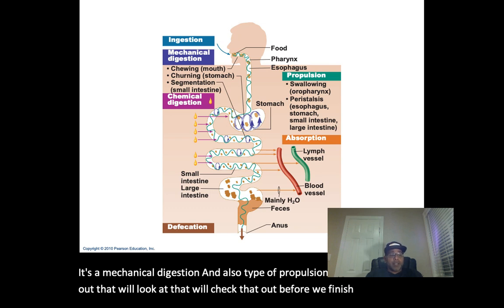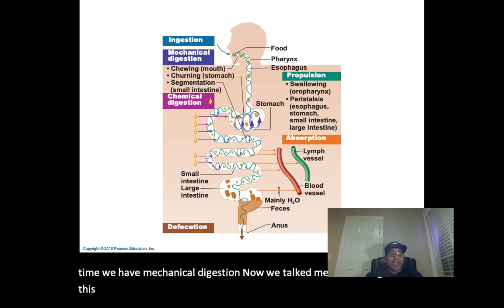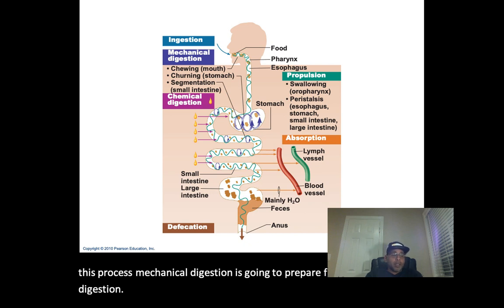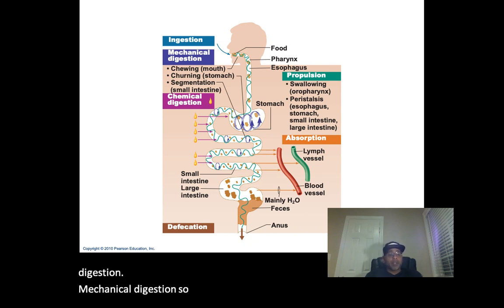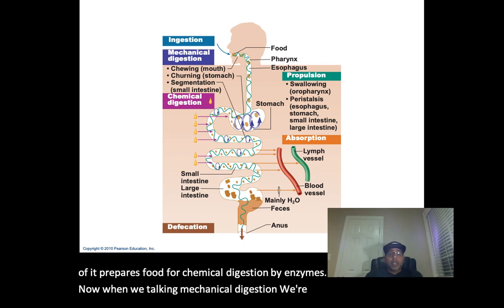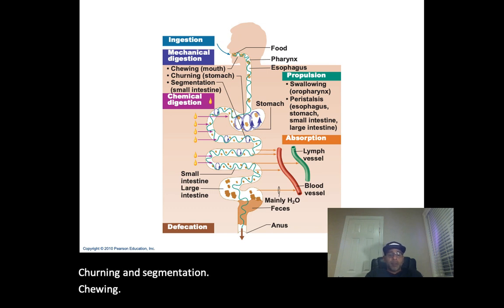Next up we have mechanical digestion. This process is going to prepare food for chemical digestion by enzymes. Mechanically digesting our food, you can think of. When we talk mechanical digestion, we're talking chewing, churning, and segmentation. Chewing, mixing food with saliva by the tongue.